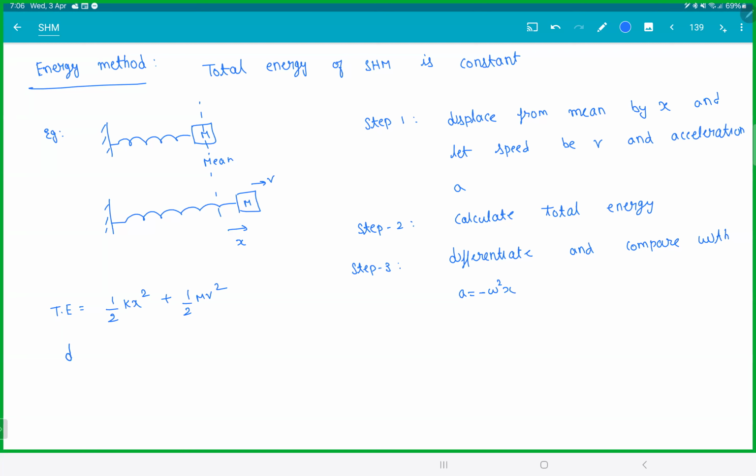Now differentiate. Since the total energy is constant, the left side term will become 0. And this term will become kx, the 2 will cancel, and this will be dx by dt. This will be mv and dv by dt. So dx by dt is velocity, and dv by dt is acceleration. The v cancels. We get a is equal to minus k by m into x. And therefore the time period is 2 pi root over m by k.